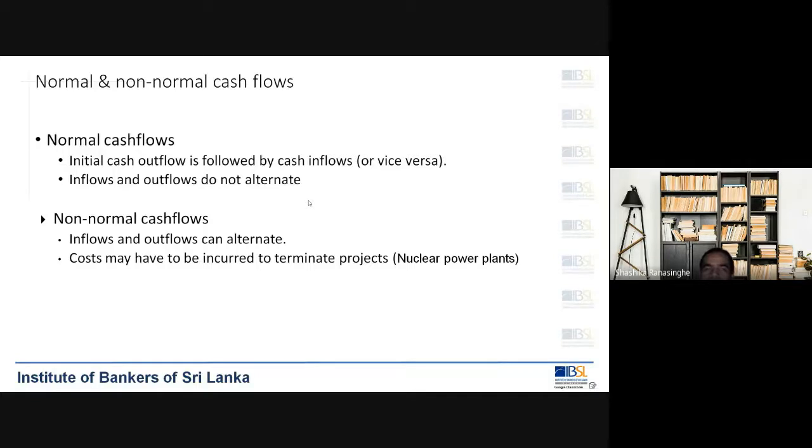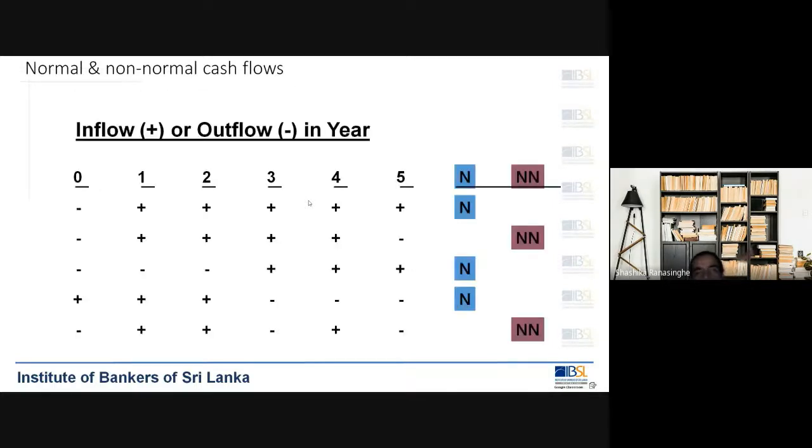Or if you have initial inflows, then it's followed by a series of outflows, but inflows and outflows do not alternate. Non-normal cash flows is where inflows and outflows alternate, they keep changing. Cost may have to be incurred to terminate projects. For example, if there is a termination cost involved, you have to remove or disassemble a manufacturing plant. That's an outflow. Then you might have non-normal cash flows. It will look like this.